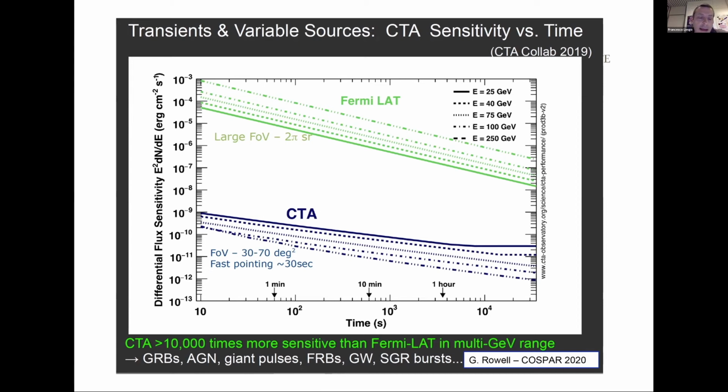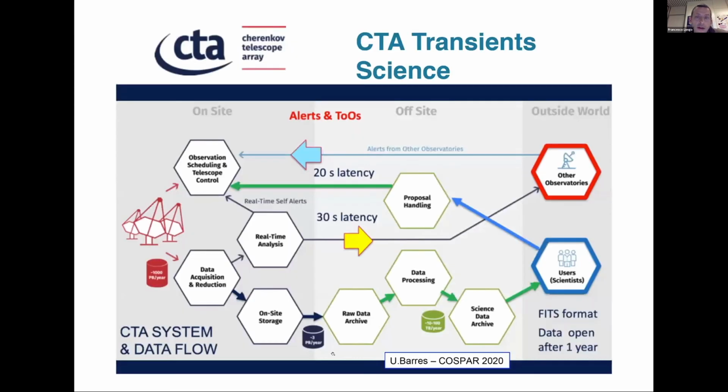So this is our goal also for fast radio bursts. We will have an on-site analysis. We can get alerts and ToOs. The observatory schedule control will analyze these alerts and will decide whether to point or not. And if there is something, a real-time analysis will work on that, and with 30-second latency will alert other telescopes that something was going on in the TeV sky.